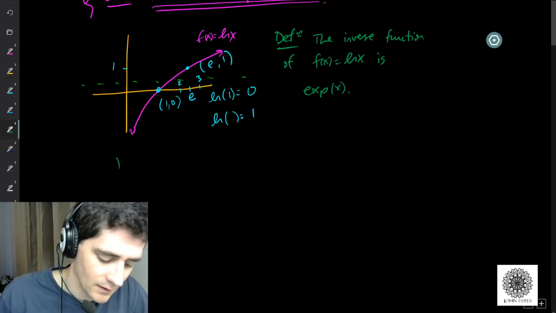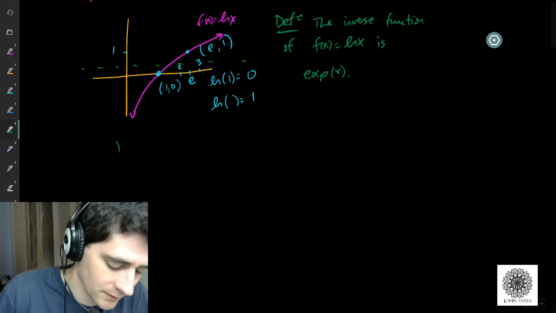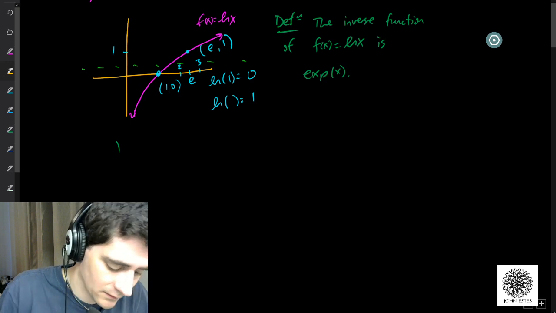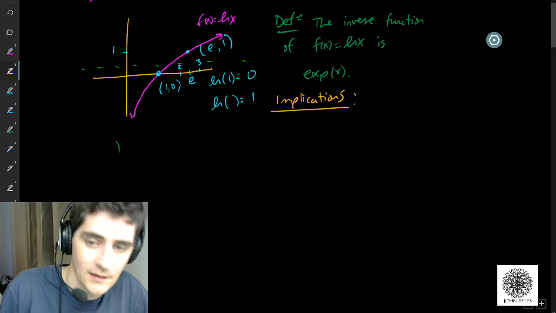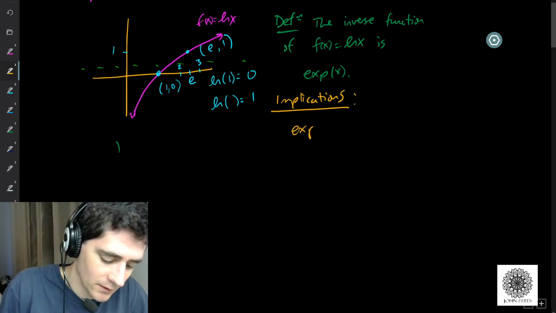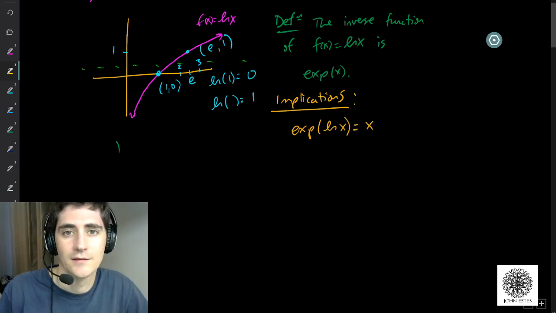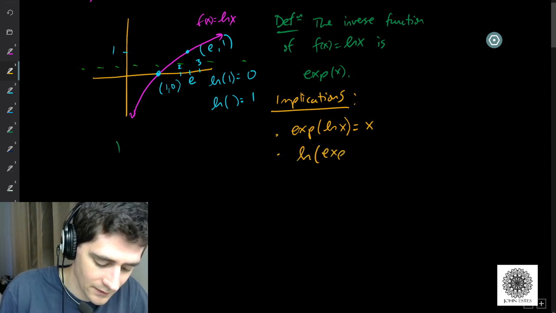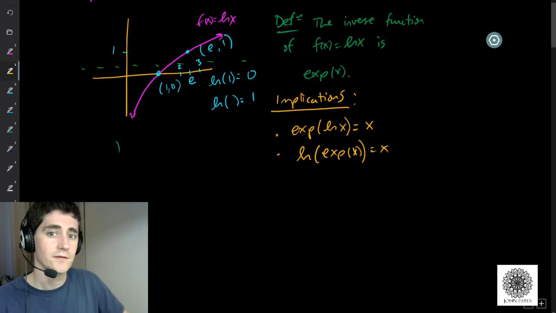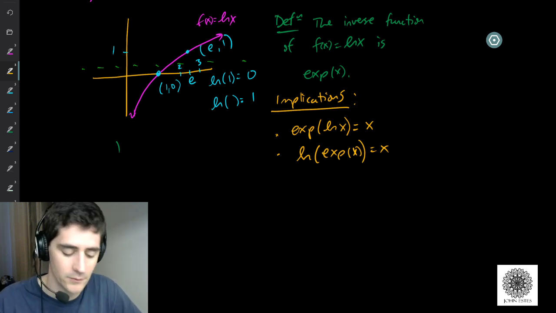This is just the function that undoes ln. So for example, some implications: exp of ln x, they undo each other, you just get x. And if you take ln of exp of x, again, you just get x. That's true for any two inverse functions. When you compose them, they undo each other.